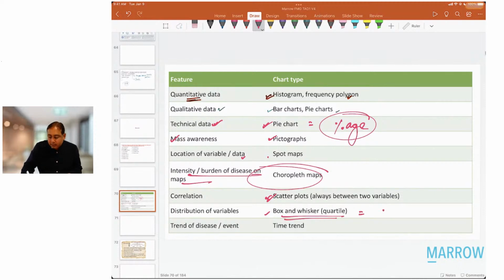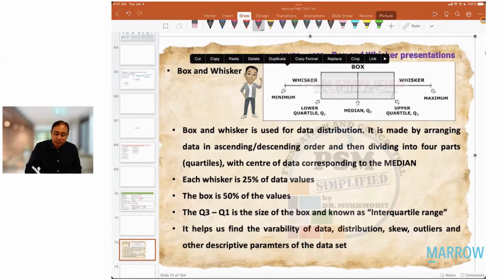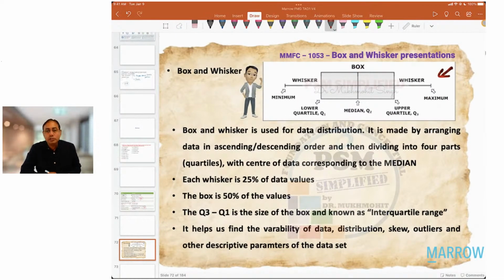Box and whisker has been a 3-star MCQ frequently asked in your exam. What is a box and whisker? If you look at it, this is the box and this is the whisker. It divides the data into quartiles. How much percent of the population lies in each whisker? Each whisker is 25%, 25%, and the total box is 50% of the population.